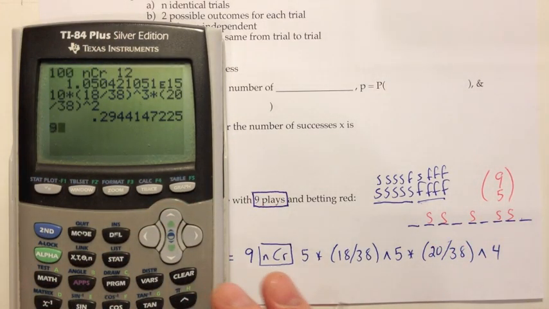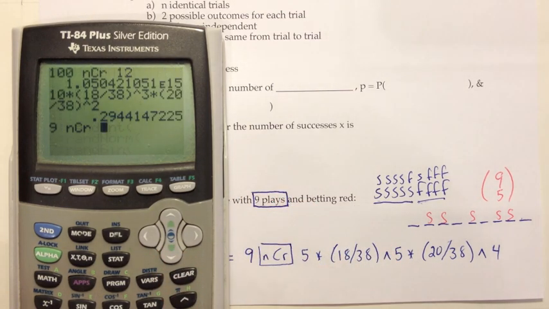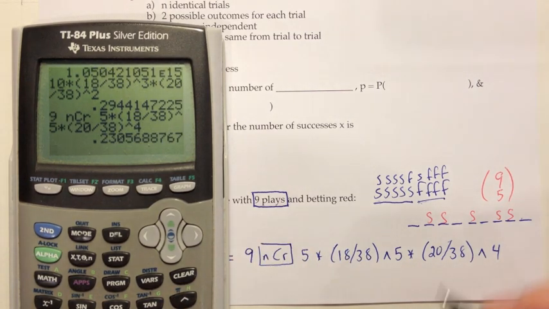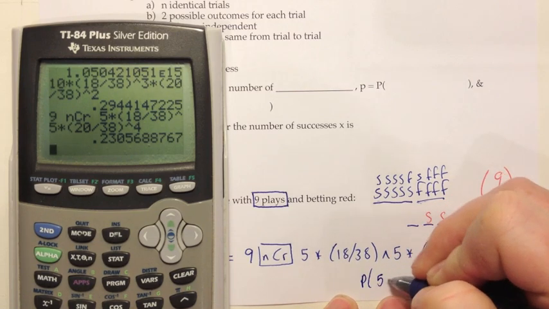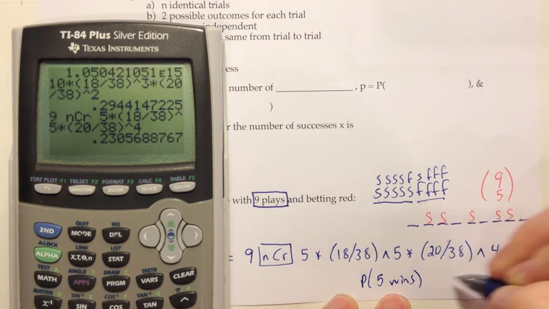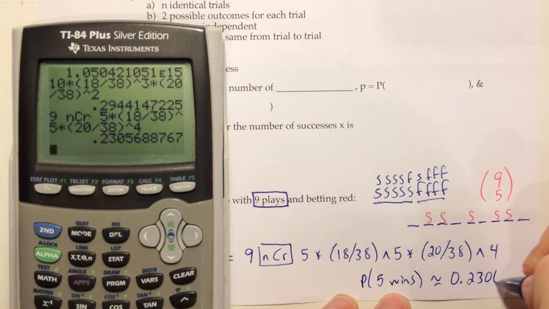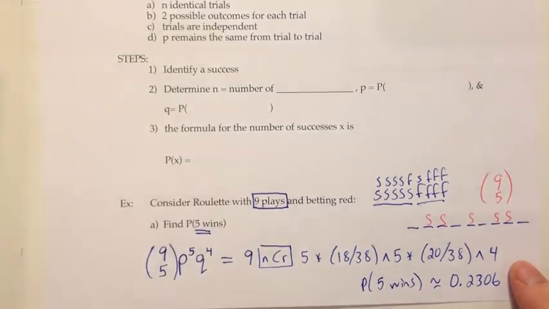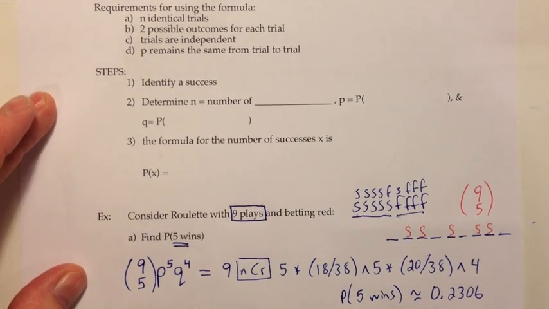So 9, math, probability, choose 5 times 18 over 38 to the 5th times 20 over 38 to the 4th. And when I do that, I get the probability of 5 wins is approximately 0.2306. Alright, so we do need that answer, but what I really wanted to get to is the formula.